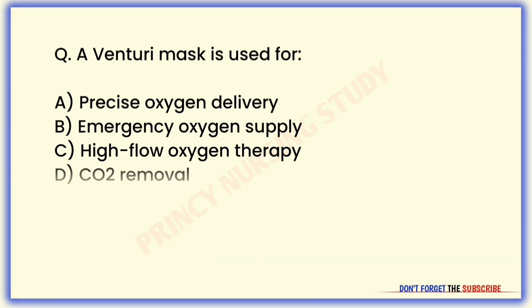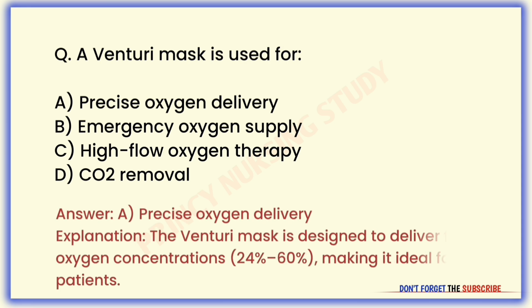Next question. A Venturi mask is used for. Correct answer is A. Precise oxygen delivery. The Venturi mask is designed to deliver fixed oxygen concentrations, 24% to 60%, making it ideal for COPD patients.